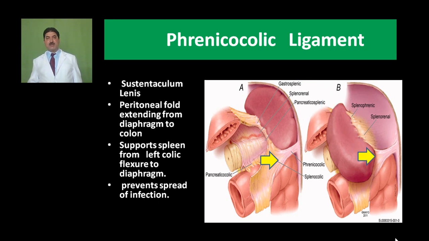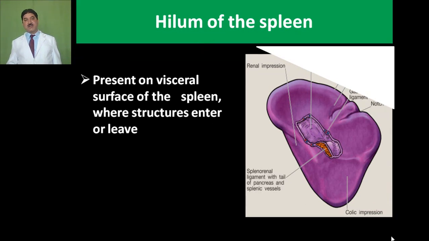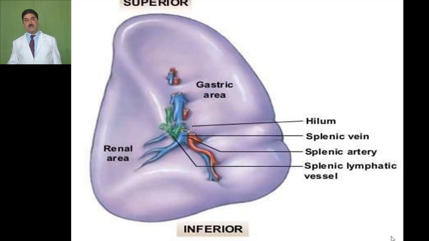What is the hilum of the spleen? The hilum of the spleen is present on the visceral surface of the spleen, where structures either enter or leave the spleen. Now, what are the structures which enter? Structures which enter are the splenic artery, and along with it we have sympathetic nerves. Structures leaving are the splenic vein and lymphatics. As shown in this diagram, the hilum is present on the visceral surface of the spleen. The splenic artery, after dividing into many branches, enters the hilum. The splenic vein leaves. Sympathetic nerves follow the branches of the artery, and lymphatics leave at the hilum.